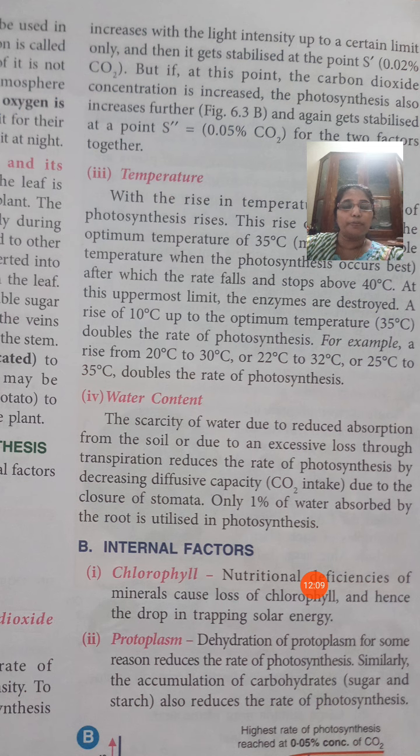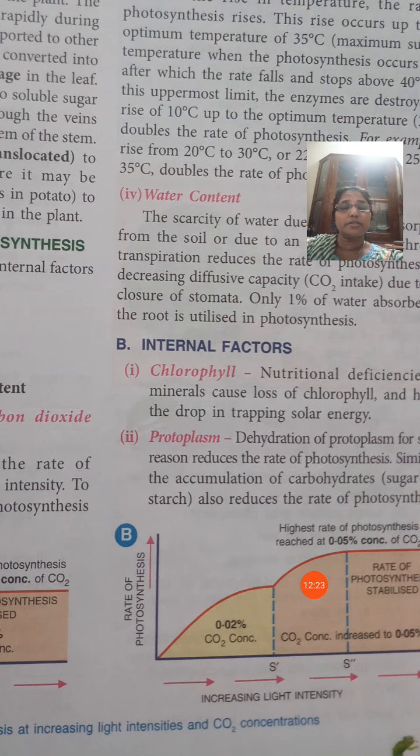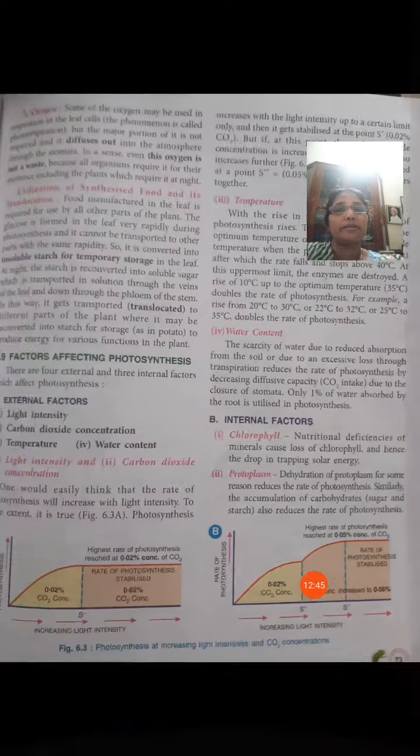Then protoplasm also. Protoplasm, you know, is the content of the cell. If dehydration happens to the protoplasm, or another thing is accumulation of carbohydrate. If there is enough starch inside the plant body or inside the cell, further photosynthesis will not take place. That is also another internal factor. The amount of chlorophyll, the amount of starch inside the cell, or the amount of water inside the cell are the internal factors affecting photosynthesis.